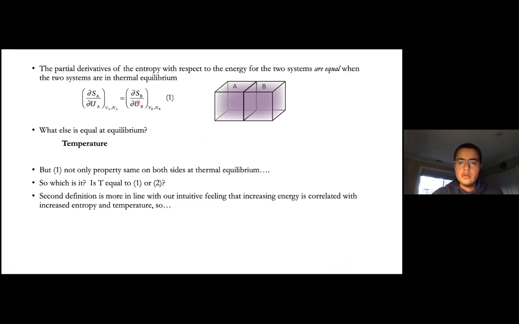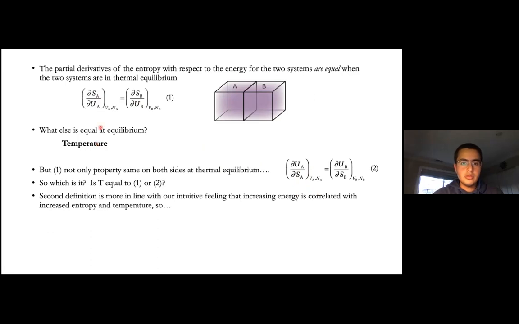But if you notice, at equilibrium this is not the only thing that's constant. Another property that's constant is the partial derivative of U with respect to S. And this is kind of confusing because if you notice, these two are just the inverse of each other. So which one makes sense?